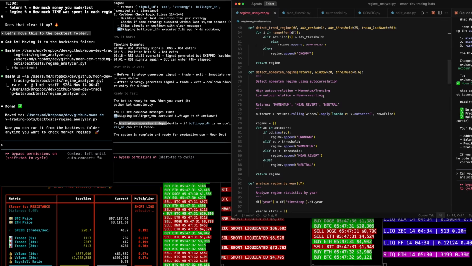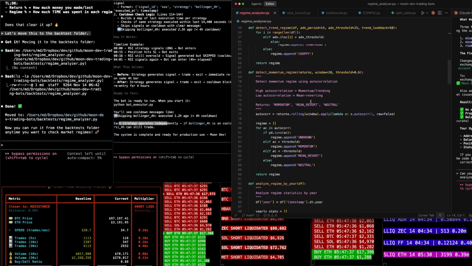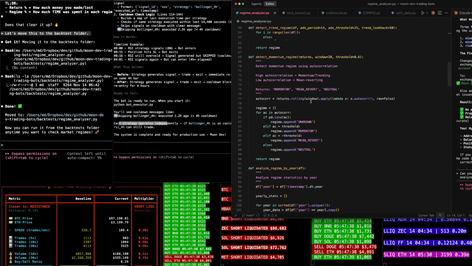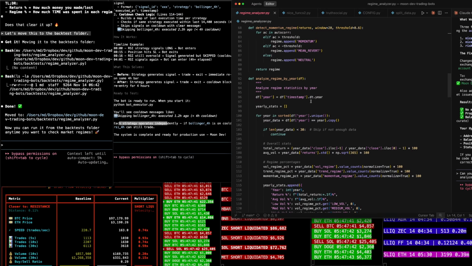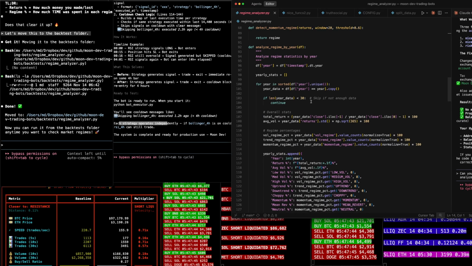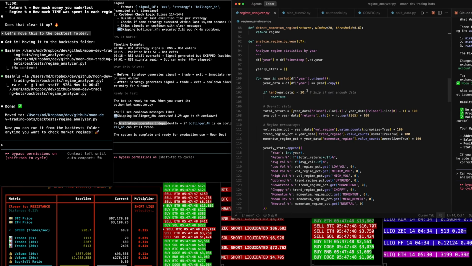And then we're going to look at the momentum regime here. So detect momentum regime using autocorrelation. High autocorrelation equals momentum or trending. Low correlation means mean reverting. Beautiful. I can't believe how fast we can do this. Analyze regime by year: analyze regime statistics by year.